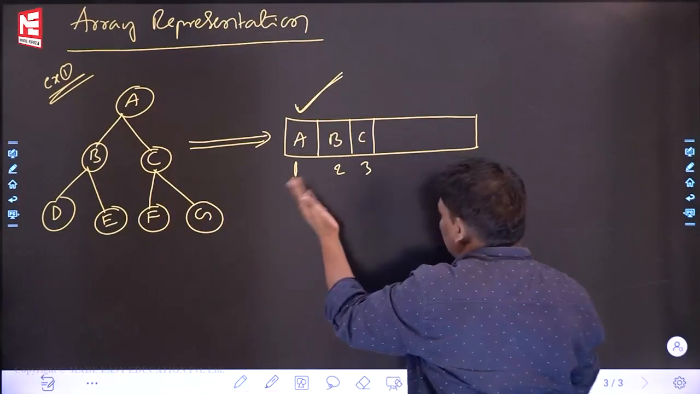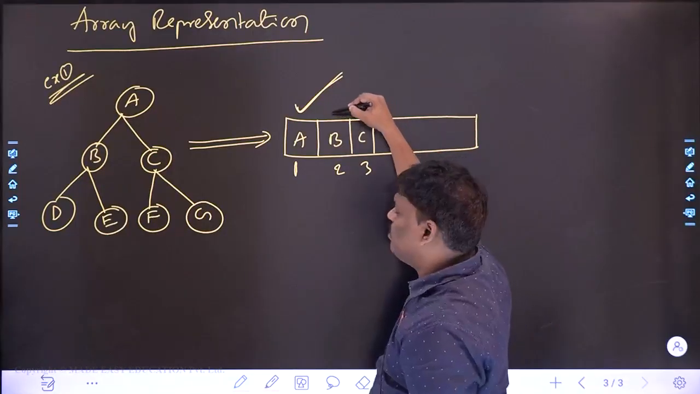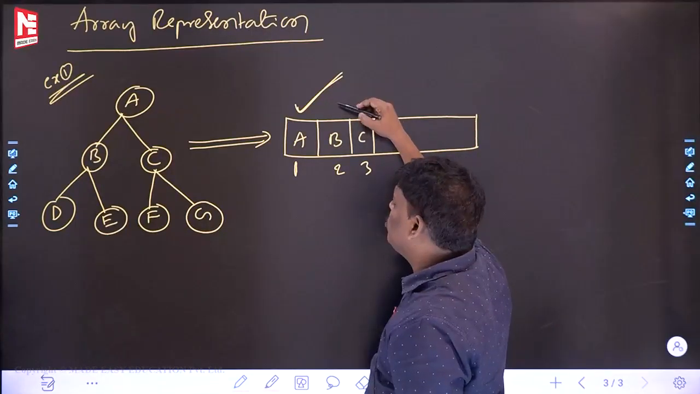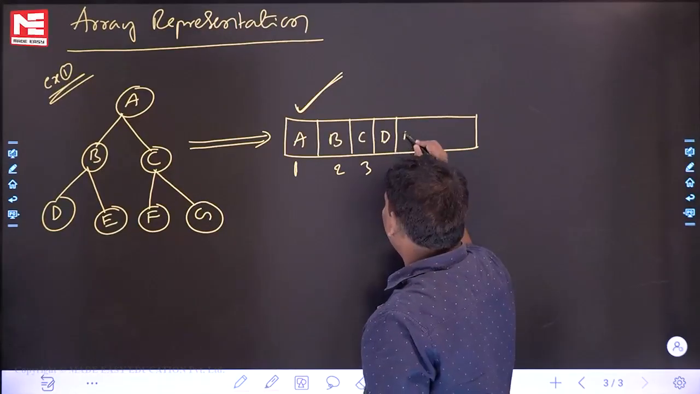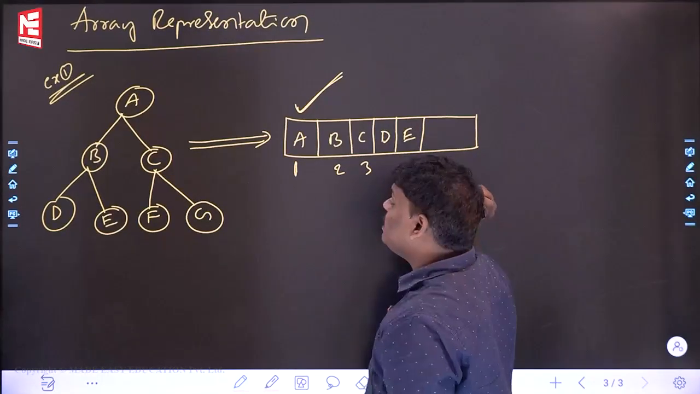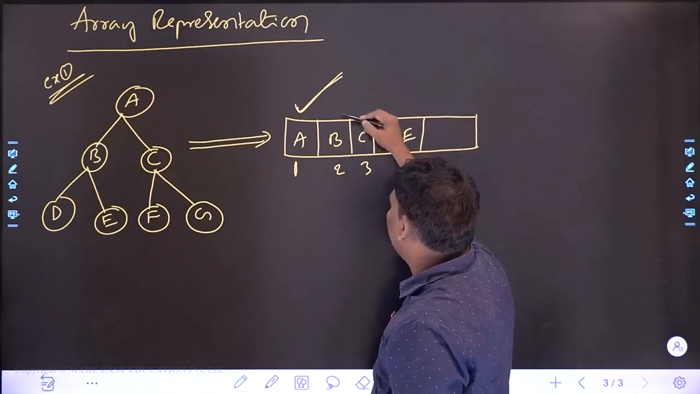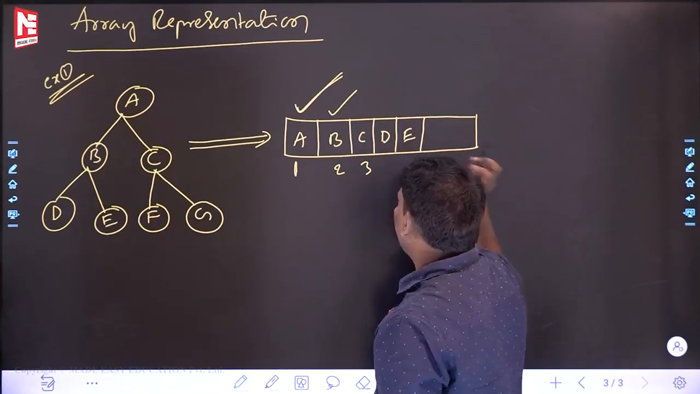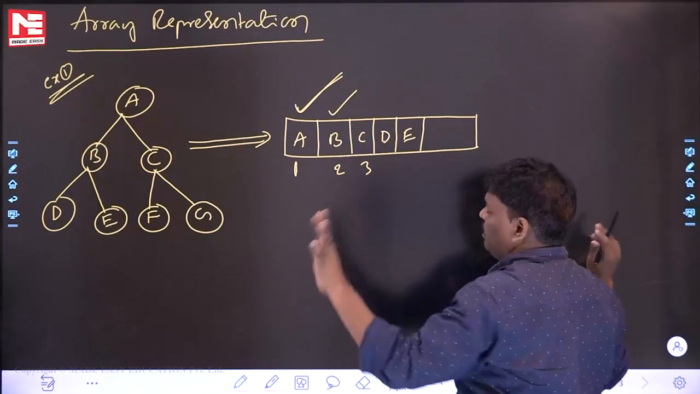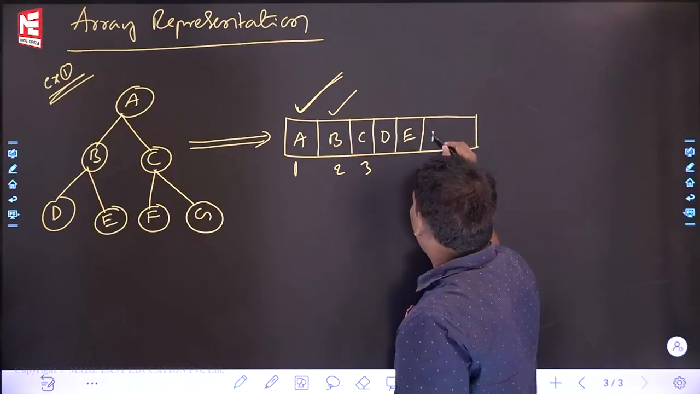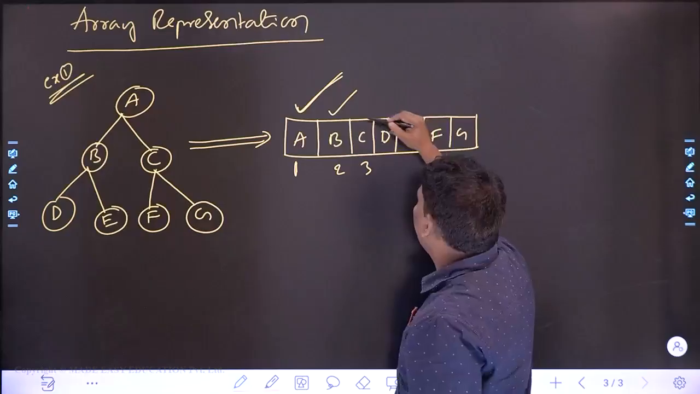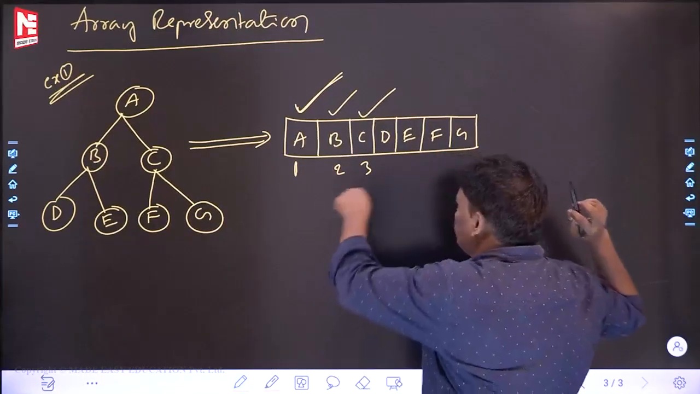In a similar way, go to B also. B followed by their two children. Who are those? D and E. So B is completed, meaning D and E are completed. Next one, C followed by their two children. Who are those? F and G. C is also completed. Now, just do it like that.